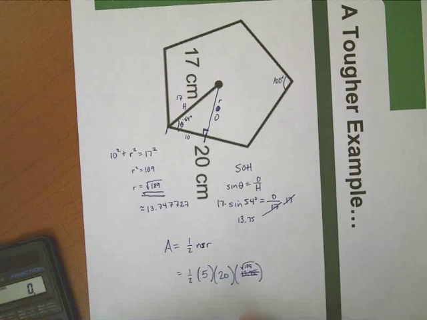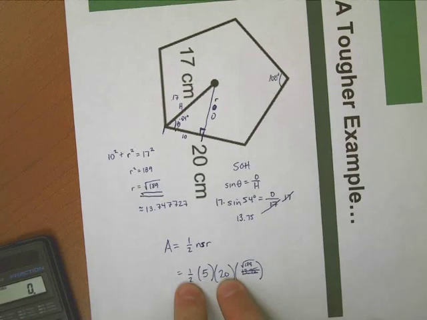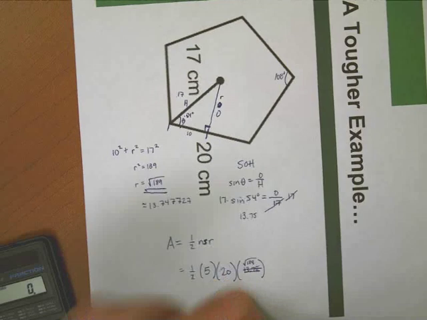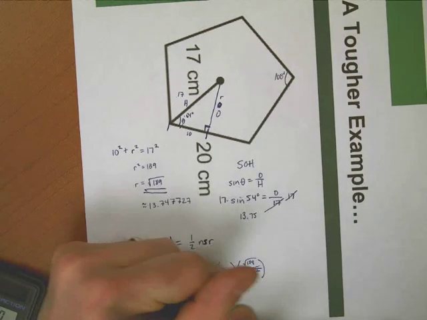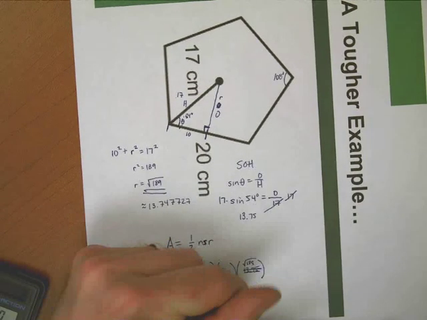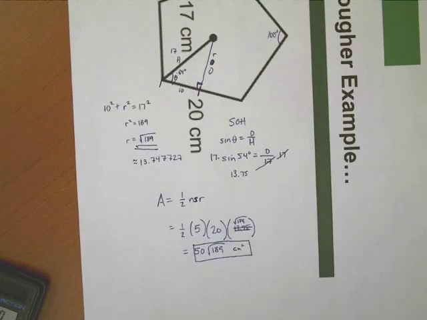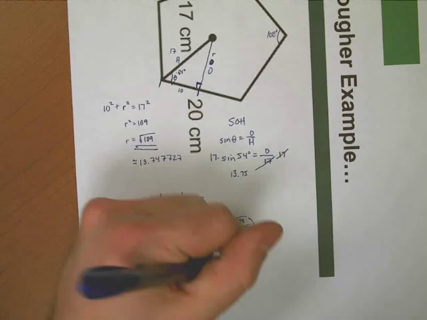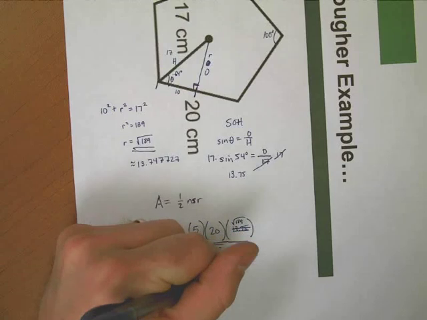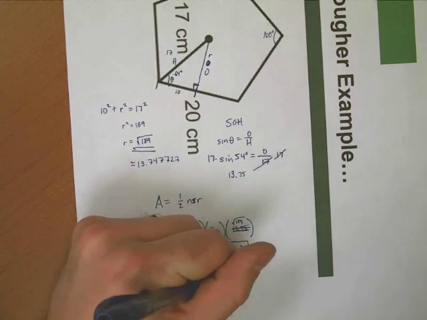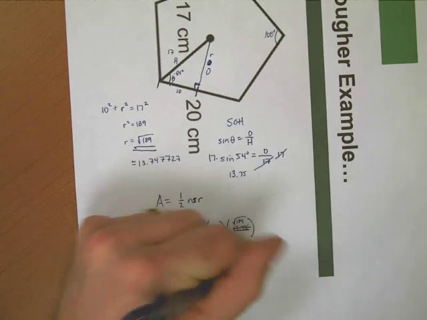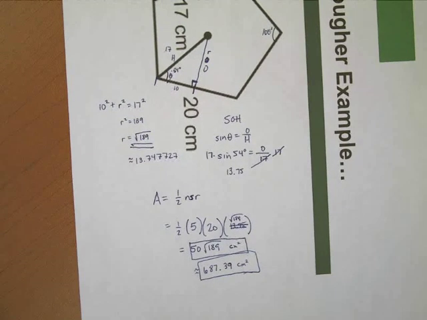So I go through and multiply it out. Let's see, I can do this. Half of 20 is 10. 10 times 5 is 50. I've got 50 square roots of 189, and that would be square centimeters. Or if I want to go ahead and do an estimate, which you guys are probably all hoping for right now, I take 13.75 times 50, and it's about 687.39 is what I'm getting, square centimeters. So there's your approximation. Much tougher problem, right?